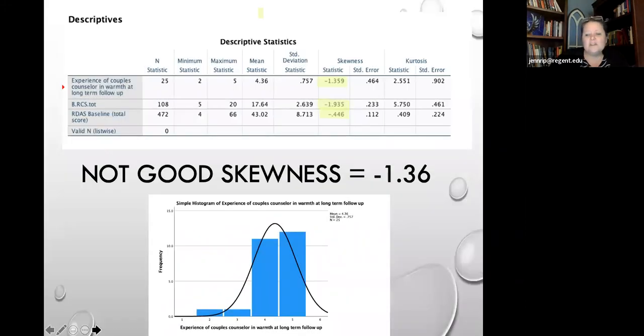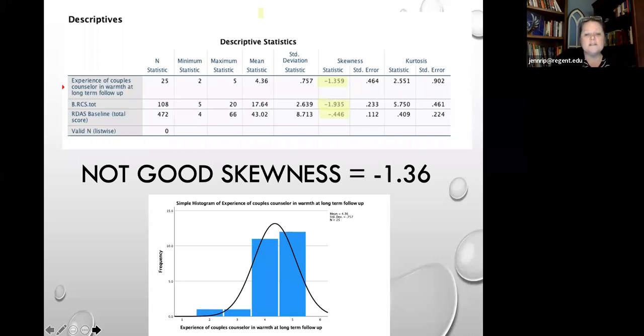I'm finally going to show you skewness and some pictures on that. What we have here is some data from a study that I've done. This is a study of couples and couple therapy. And what we have here are 3 different variables. I've highlighted in yellow the actual skewness data that SPSS will give you. And you can see to the right of that, the kurtosis, and to the left of that, the standard deviation. So you actually have a lot of information here in this simple descriptive statistic output.